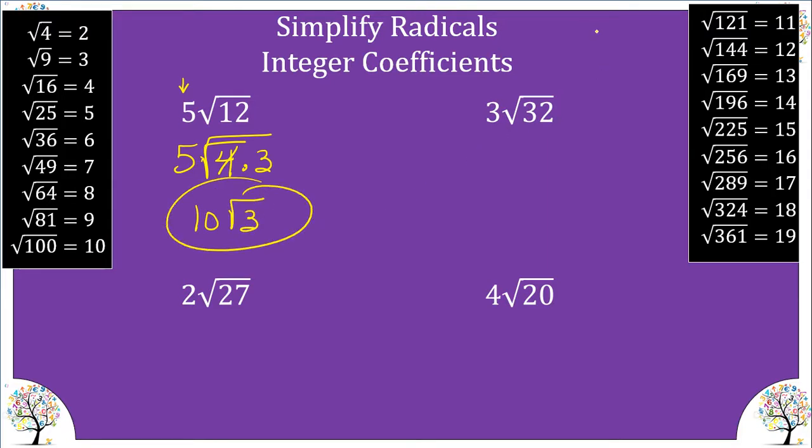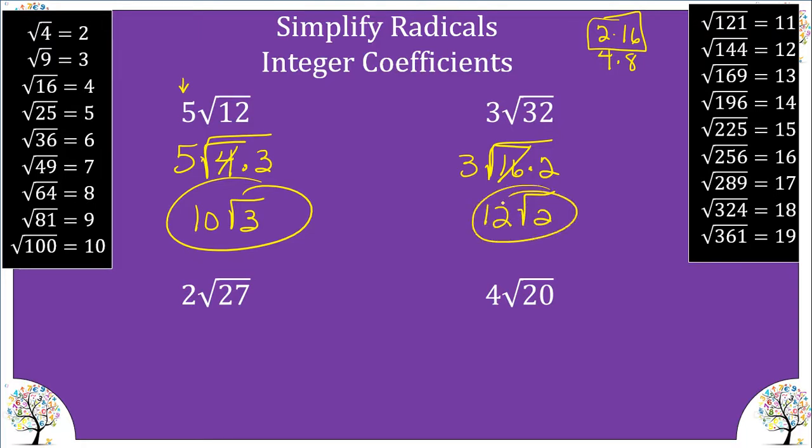Here we have 32, so I'm going to list these out. So we have 2 times 16 and 4 times 8. 4 and 16 are both perfect, but 16 is a better choice. The square root of 16 is 4. 4 times this 3 that's already there is 12, radical 2. We just did 27 on the previous page, 9 times 3. The square root of 9 is 3 times this 2 is 6, radical 3. And we did 20 earlier, so that was 4 times 5. The square root of 4 is 2. 2 times 4 is 8, radical 5.